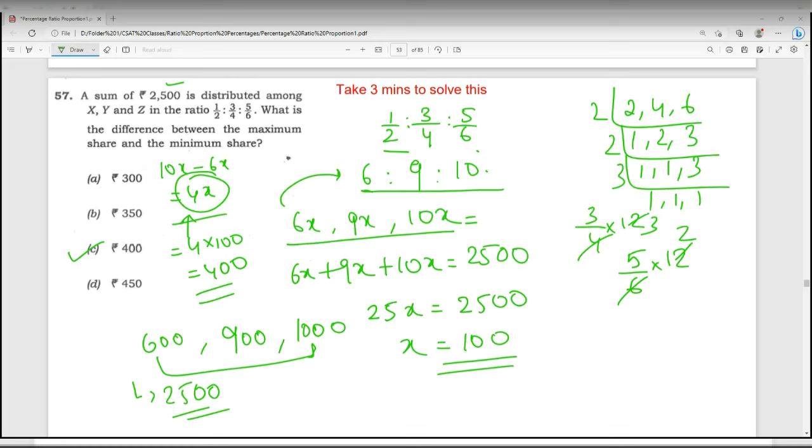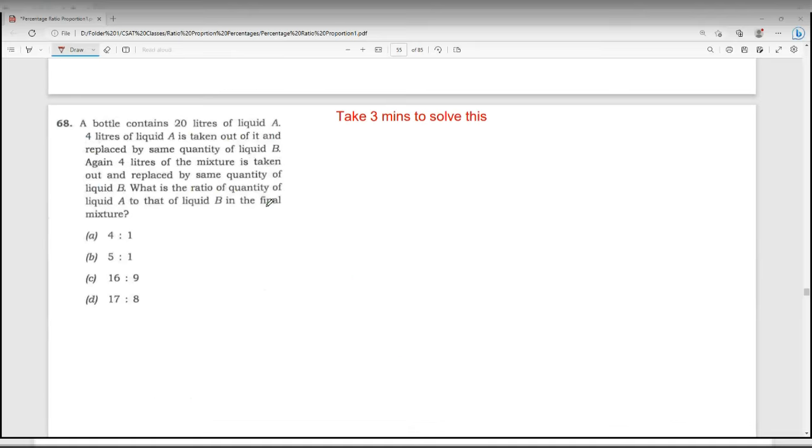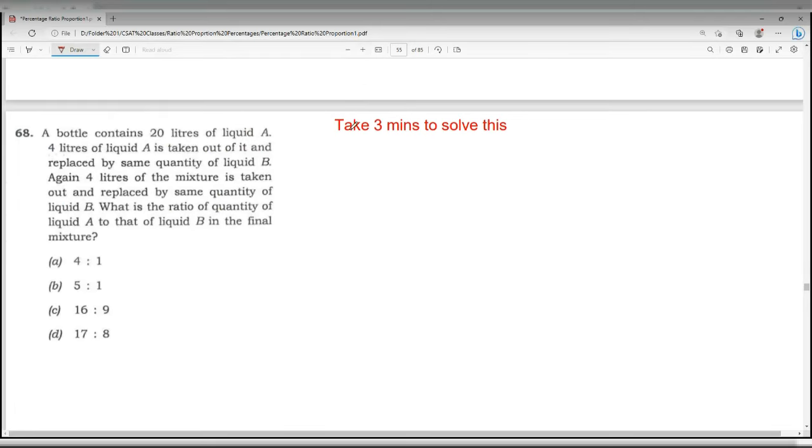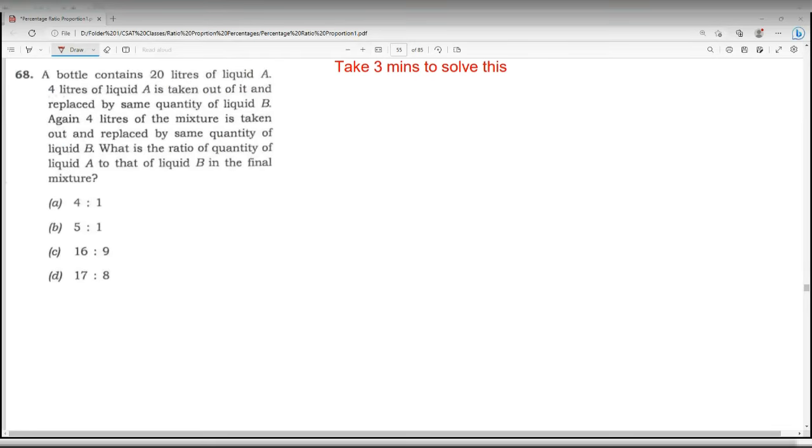Any more doubts in this question? If there are no more doubts, we'll move to the next question then. So please take 3 minutes to solve this question.